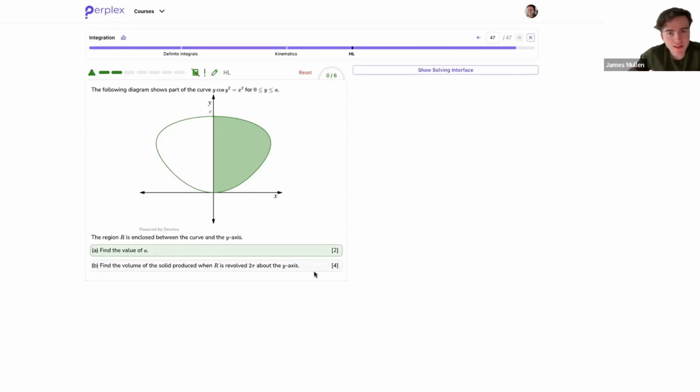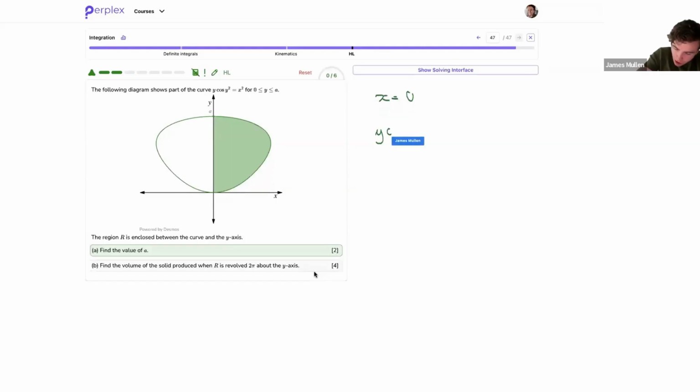Okay, let's solve this question. So I have the curve y cos of y squared is equal to x squared. And I can see that it has a y-intercept of a. And in part A, we're trying to find the value of a. So the y-intercept happens when x is equal to 0.